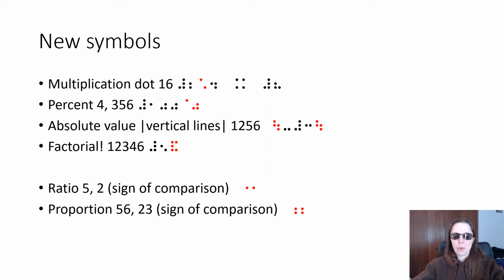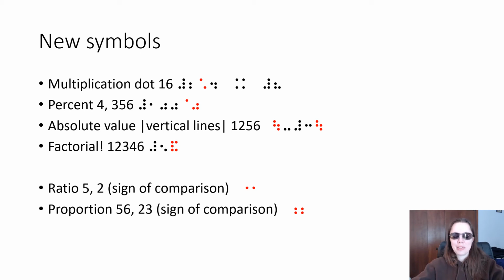Students might learn factorial, which in print is an exclamation mark written after a number. In Braille, it's the and symbol, 1, 2, 3, 4, 6. And factorials mean to multiply the number by every whole number smaller than it down to 1. So 5 factorial would be 5 times 4 times 3 times 2 times 1.